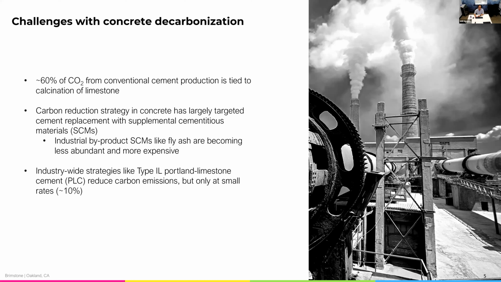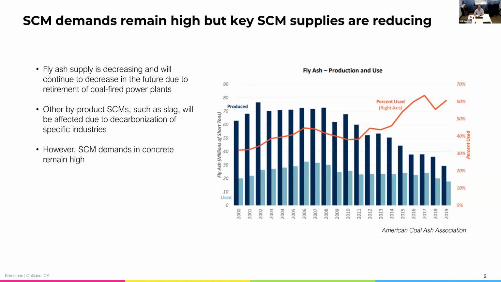There have been industry-wide strategies like type 1L Portland limestone cement, PLC, which aim to also reduce carbon emissions through different strategies. For type 1L, it is by reducing the clinker in your final cementitious product. But these strategies only provide small reductions to overall CO2. So, understanding these things, or actually before I get into Brimstone, let me talk about the SCM a little bit.